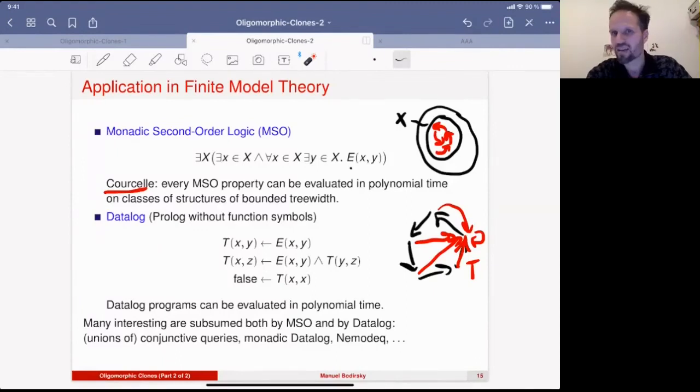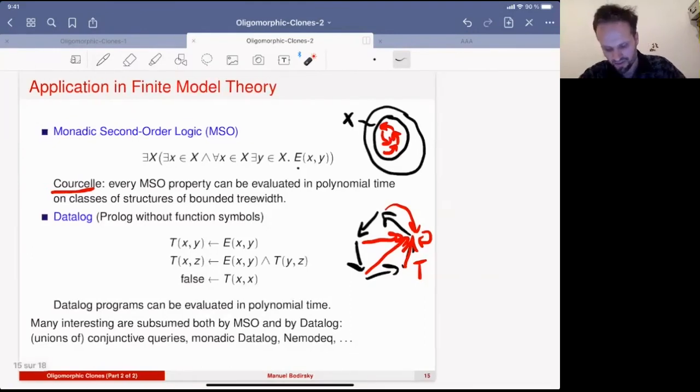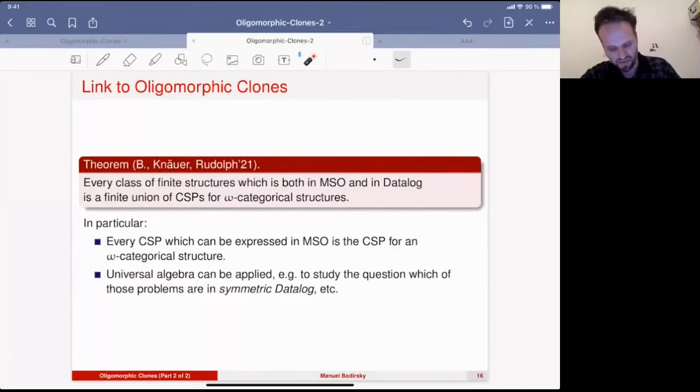Containment between Datalog programs is undecidable, containment between MSO sentences is undecidable, but if you have both, things become very nice. So we would like to understand which properties are both in MSO and in Datalog. And this is where oligomorphic clones and universal algebra come in. It's very surprising because it's not visible that this should have anything to do with oligomorphicity or even universal algebra. But it's true. So we have the following recent result with Simon Knäuer and Sebastian Rudolph. If you have a class of finite structures which is both in MSO and in Datalog, it is a finite union of CSPs of omega categorical structures.